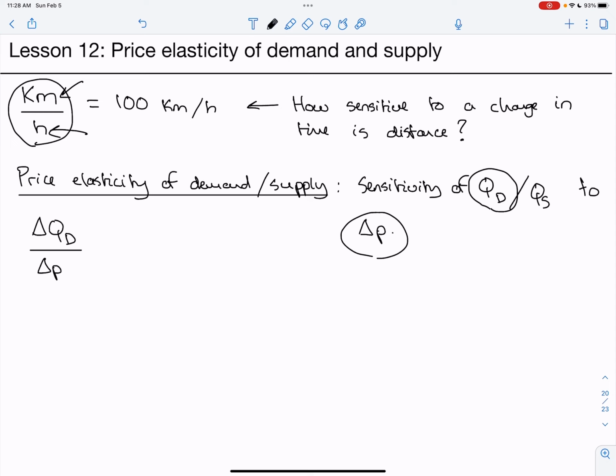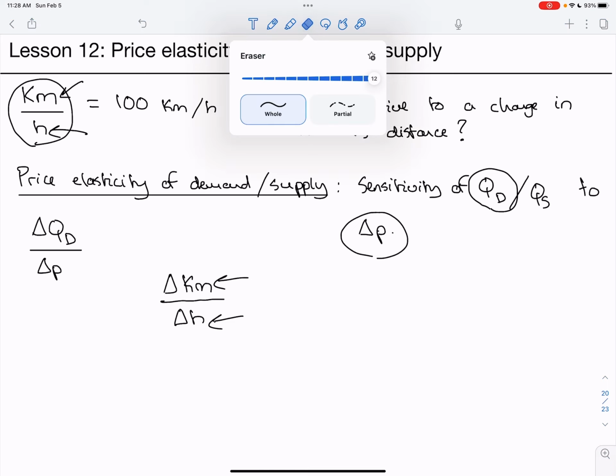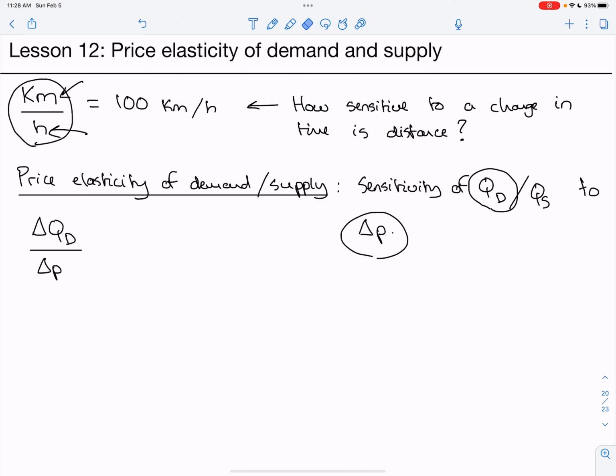Now, of course, you might be wondering, this is not exactly the same as what we have above because we have this little delta symbol here, which represents change. But kilometers per hour could just as easily be written as delta kilometers divided by delta hours. This would be how far the car has traveled versus how much time has passed. So it actually is the same thing. We just don't write it that way. Okay, so delta QD over delta P. Now, in economics, this is not quite right. Why?